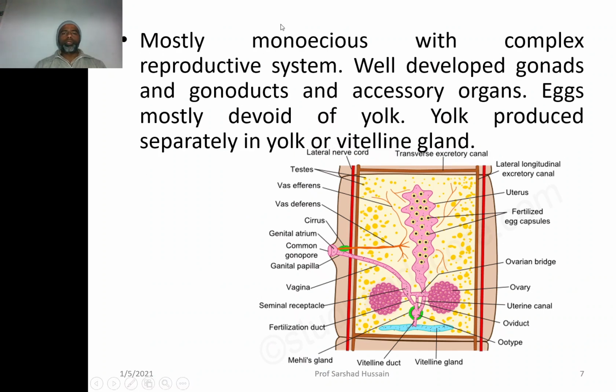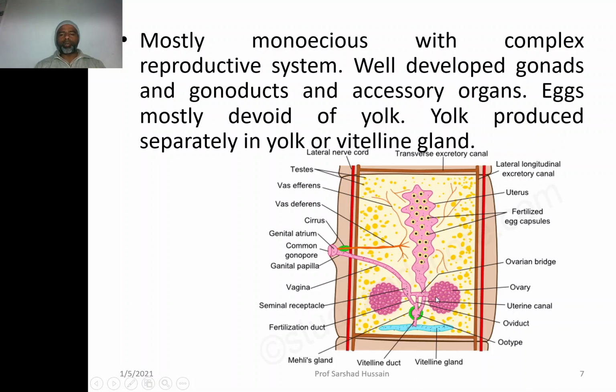They are mostly monoecious. That means both the sexes are present within the same individual. Like you can see here, the ovaries are present in this individual, and these are the testes. They are again present within the same individual. So they are monoecious. Well developed gonads: male gonads are called testes, and female gonads are called ovaries. So they have well developed gonads.